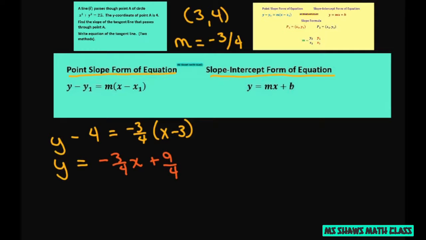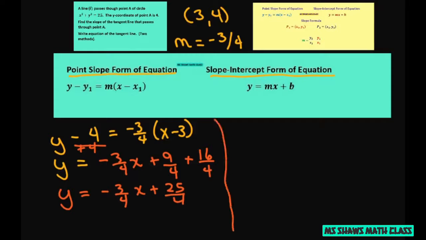All right, and we're going to have to add this 4 to both sides. So when I add 4, that really means I'm adding 16 divided by 4, because that equals 4. So we're adding 4 to both sides. I'm trying to get the common denominator. So we get y equals negative 3/4 x plus 25/4.